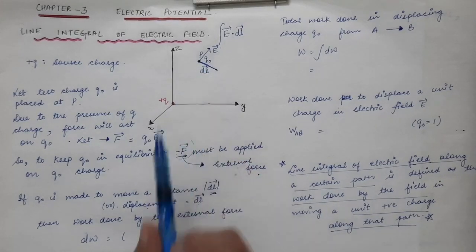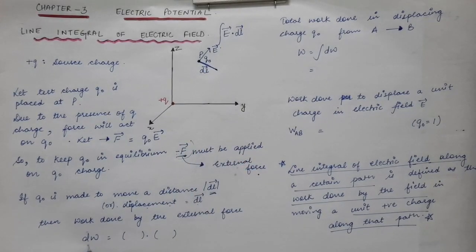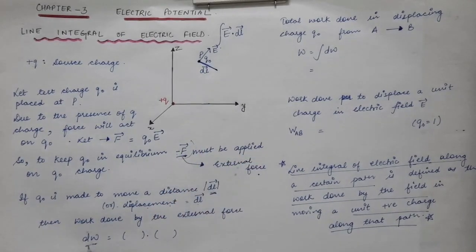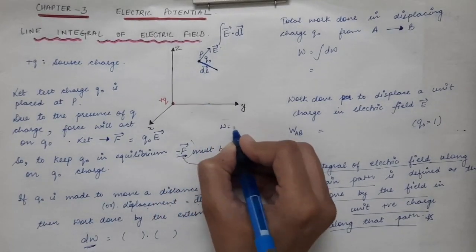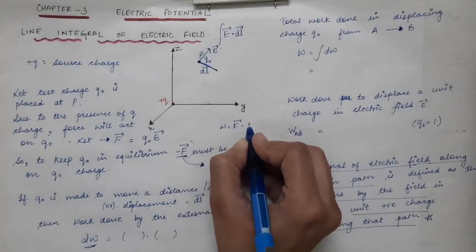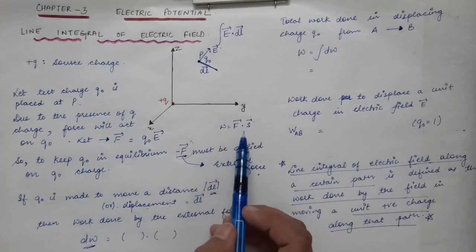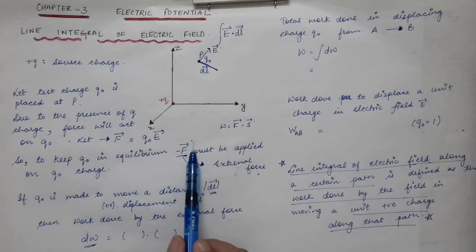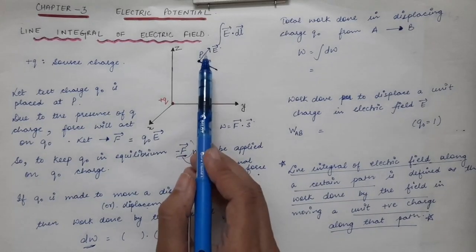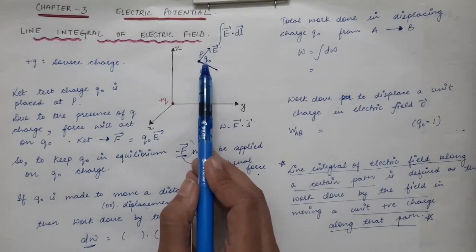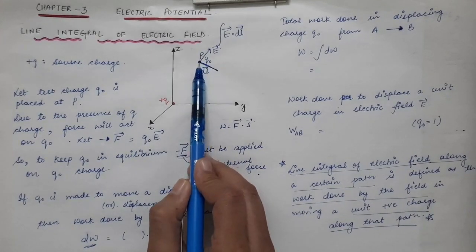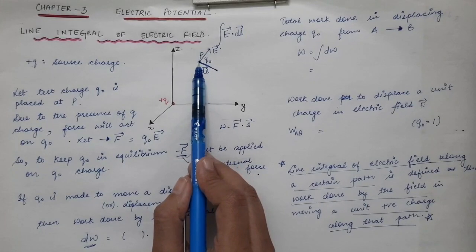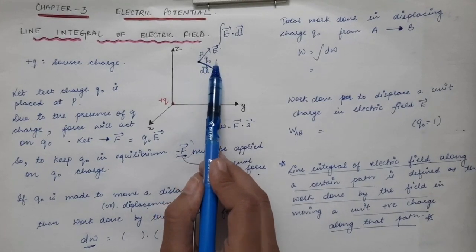That work done is represented by dw, which is the small work done to move a small displacement. Work is given by force vector dot displacement vector. Here the force vector in this case is minus F vector, because minus F vector must be applied so that the charge q0 can be made in equilibrium.